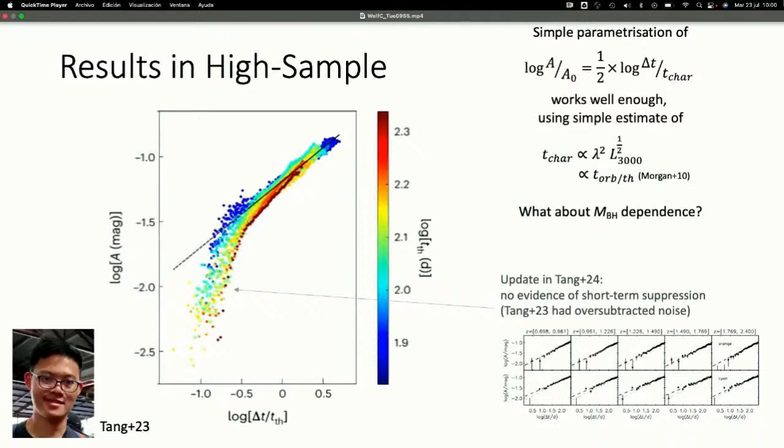And we found back then that a simple parameterization where we could shift all the structure functions of the quasars onto each other would work if we assumed a characteristic time scale to scale with the wavelength squared and the square root of the luminosity, which corresponds in an approximation by Morgan et al. 2010 to roughly the orbital or thermal timescales of the mean emitting regions of accretion disks, standard thin disks. But what about the mass dependence in this? Why is there no black hole mass dependence in there? We'll get to that in a moment.